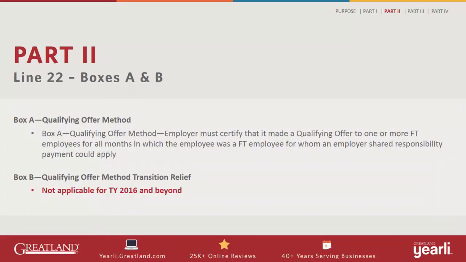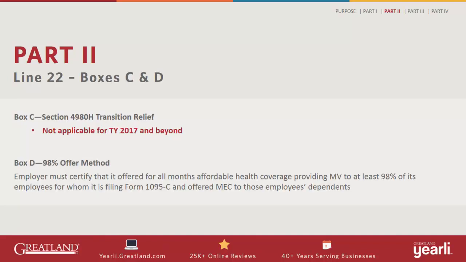Box A is for the qualifying offer method. In order to check this box, the employer must certify that it made a qualifying offer to 1 or more full-time employees for all months in which the employee was a full-time employee for whom an employer shared responsibility payment could apply. Box B is no longer applicable and is marked reserved. Box C is also no longer applicable and is marked reserved.